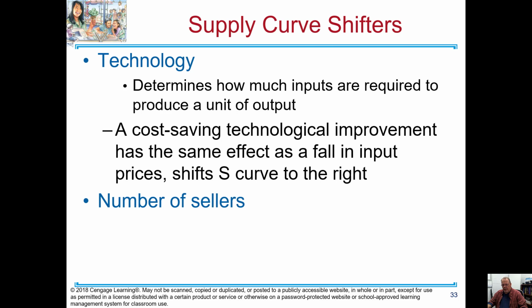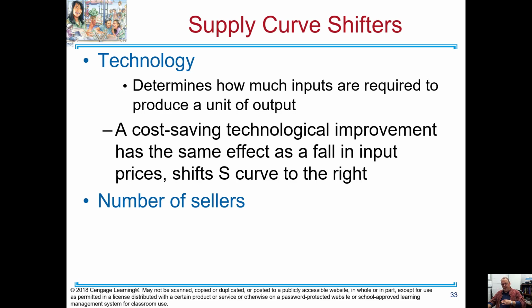Technology. When we see advances in technology, it's intended to reduce the cost of producing the goods. If it truly does, you will see the supply curve shift to the right.